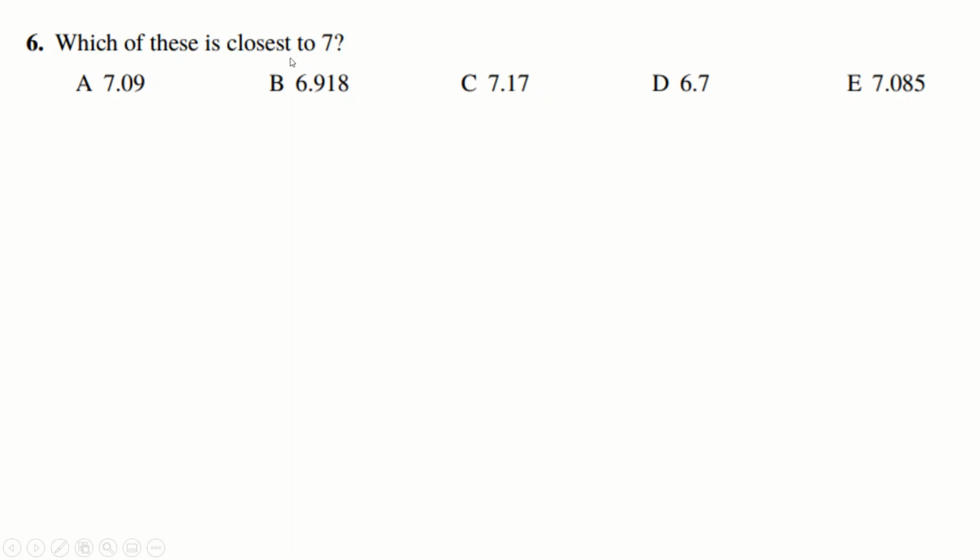Question 6, which of these is closest to 7? Well, just look for the difference between the number and 7. So the difference between this and 7 is 0.09, and we're looking for the smallest difference, or distance. The distance here is 0.082. I think if you do a column and take these away, do a 7.000 and take away, you're going to get this. The distance here is obviously 0.17, distance here is obviously 0.3, and then distance here is 0.085.